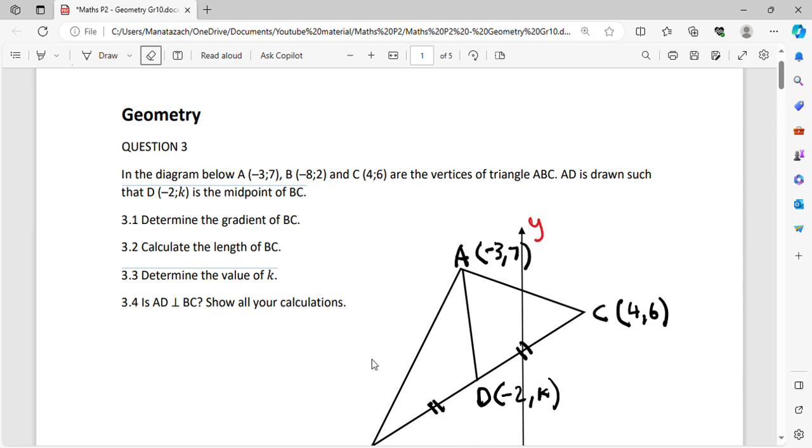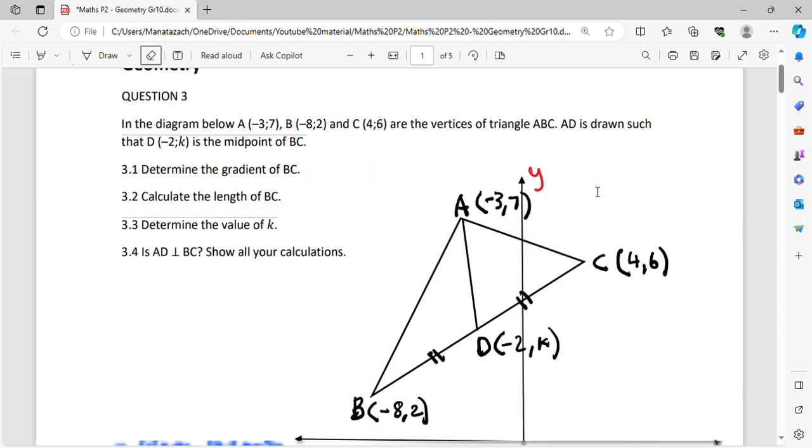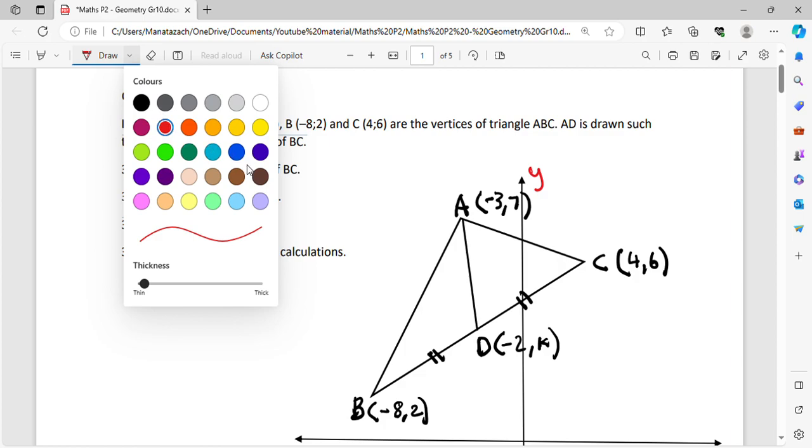Today we are continuing with our lesson series on geometry. Let's start with today's lesson. In the diagram below, points A, B and C are vertices of triangle ABC. AD is drawn in such a way that point D is the midpoint of BC. The first question: determine the gradient of BC. Okay, let's just choose a color for that.